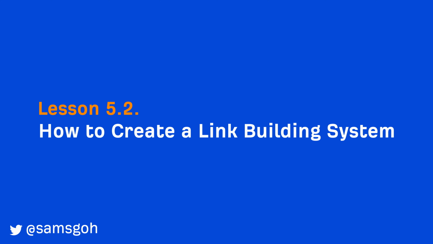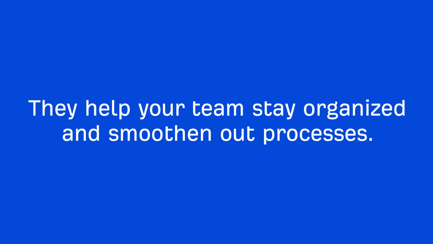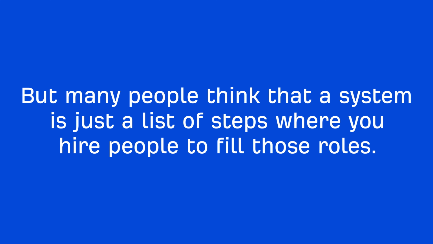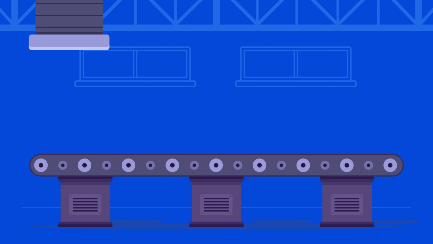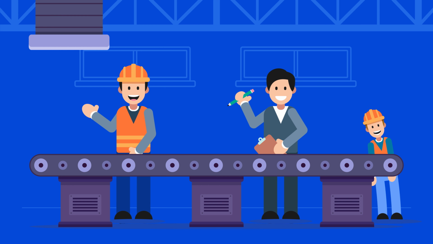and efficiency. Now, systems are key to scaling. They help your team stay organized and smoothen out processes. But many people think that a system is just a list of steps where you hire people to fill those roles. For example, an assembly line might have spots for 3 people. A packer, an inspector, and a sealer.